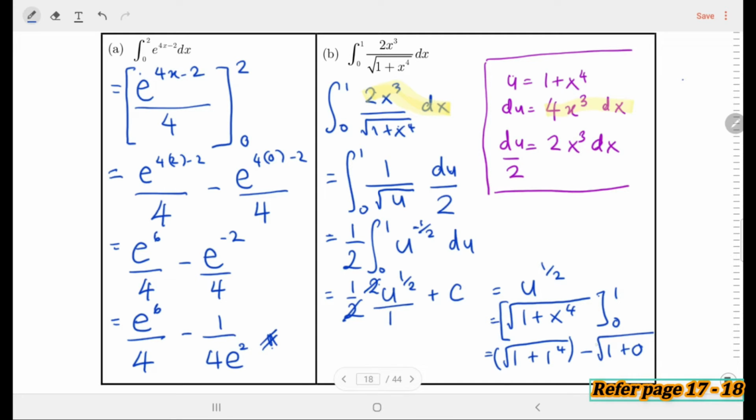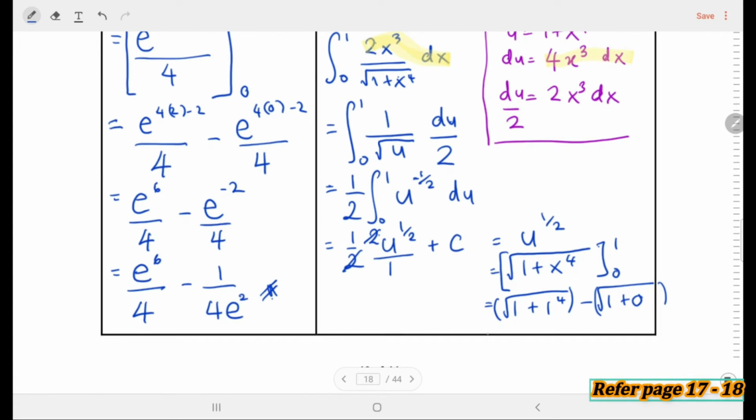So please remember, students, this method is a very important method, the substitution method. In the examination, you must do this method. It's a must. So the final answer is the square root of 2 minus 1.